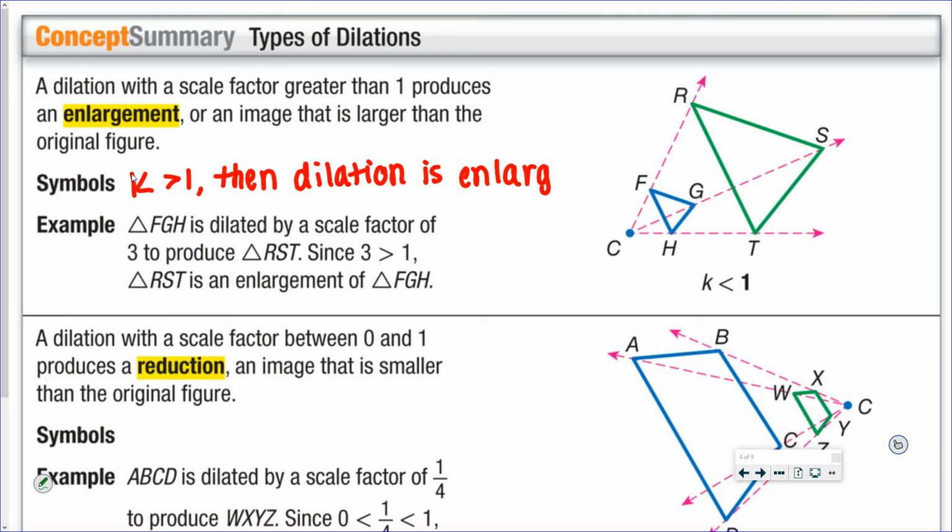Let's think about why this makes sense. So here they're saying our original triangle is triangle FGH. If I had a scale factor of 2, what that means is all my side lengths would double, right? Is that going to make your triangle bigger or smaller? Bigger if you double everything, right? So that's a scale factor that's larger than 1.